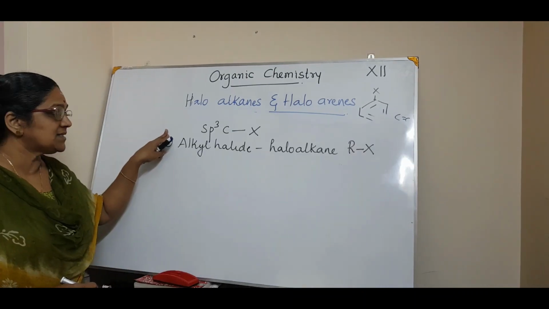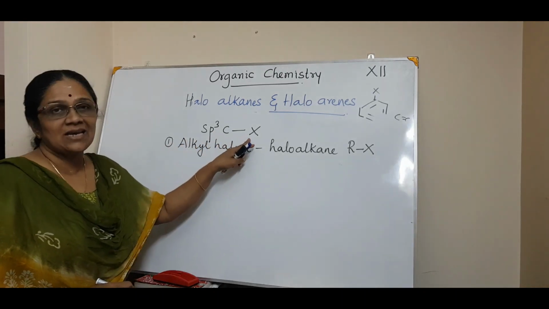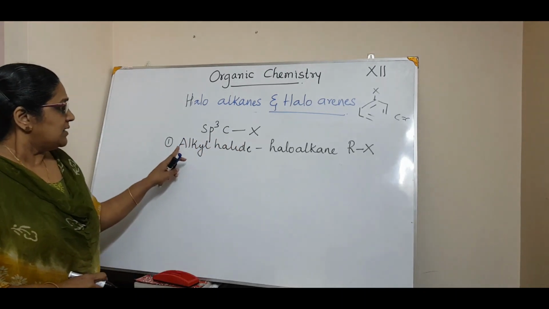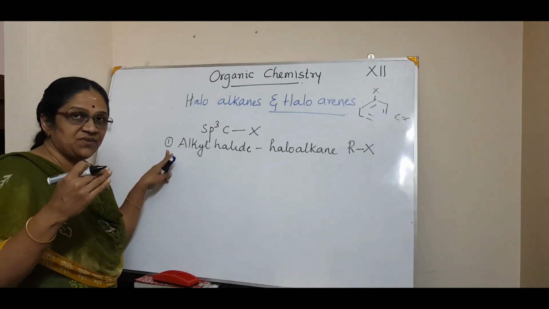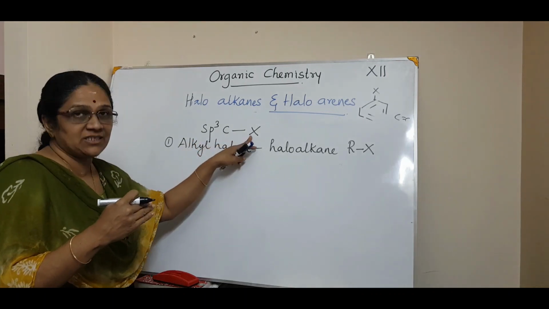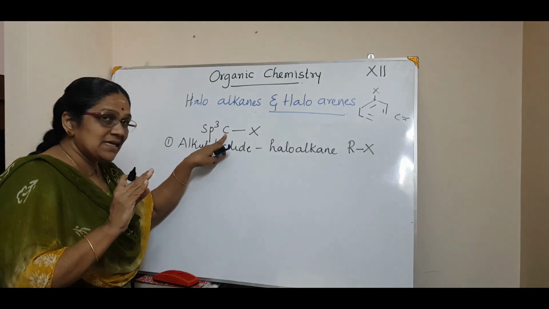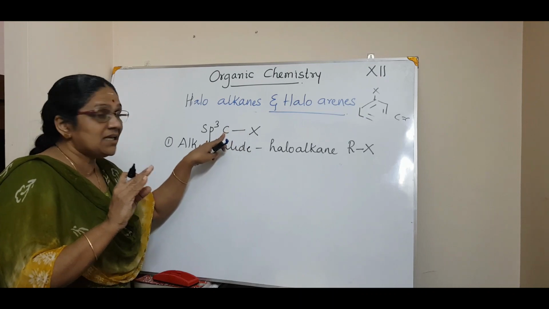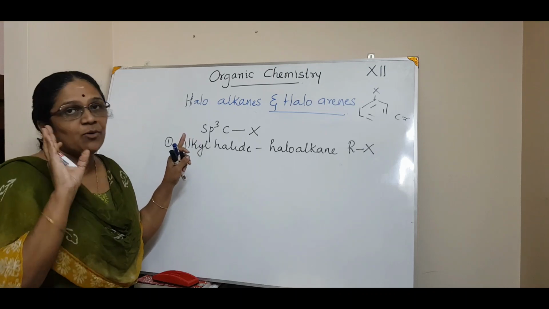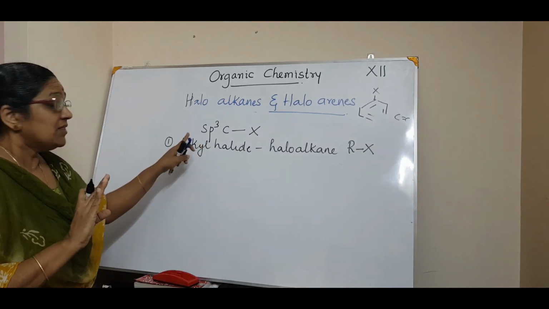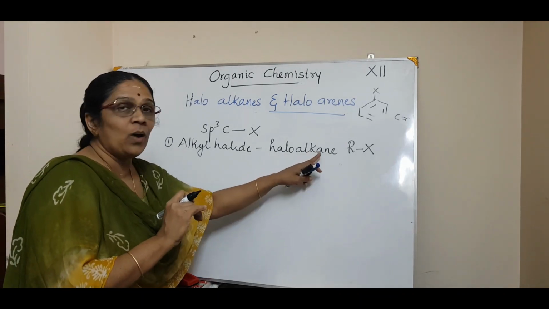Now, the second classification is the classification based on the carbon containing the sp3 carbon halogen bond. In that also, there are 3 types of classifications in sp3 carbon halogen bond. Hope you understood what I mean by sp3. sp3 means the carbon atom which is attached to the halogen atom is in an sp3 state, which means this carbon atom is attached to all the atoms by single bonds. That's all. So, the first classification in that is alkyl halide, or you can say haloalkane.